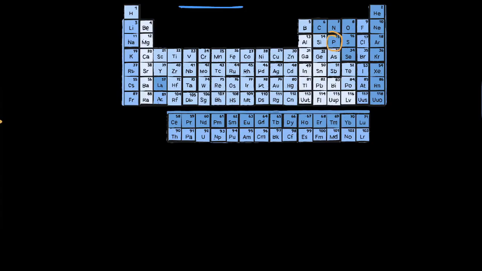And well, we start by first, if you wanted to kind of look at the steps, first we find the element that we're trying to find the configuration for. Well, that's right here, phosphorus. Now we look to the left of the periodic table to find the previous noble gas. So here we can see that the previous noble gas, well, that's going to be neon.